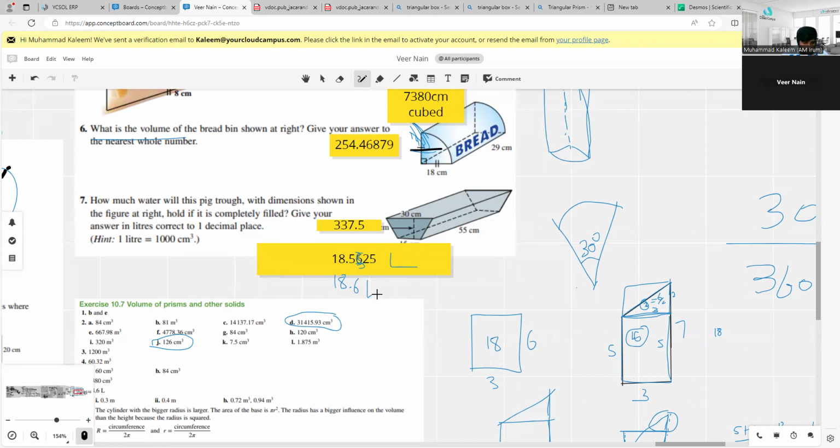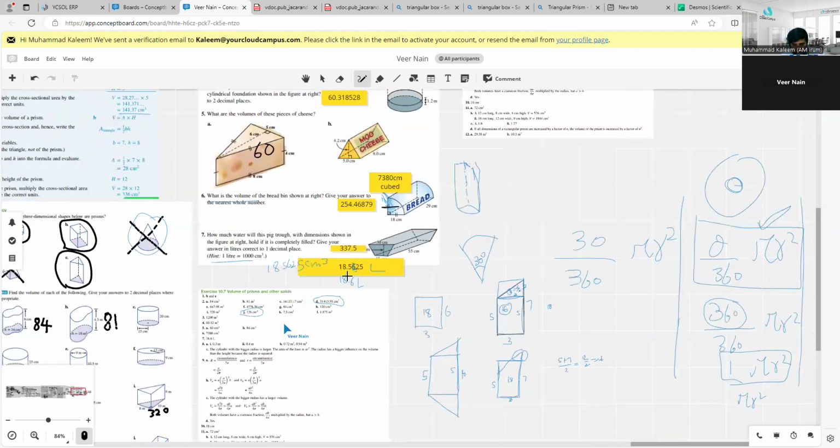We must convert, we already converted, sorry, the unit will be liter. Firstly, the value that you wrote here, 18,562.5, was in cubic centimeters, but then you change this cubic centimeter into liters. The hint is already given here, so you calculate it. Okay, let's move on to the next one.